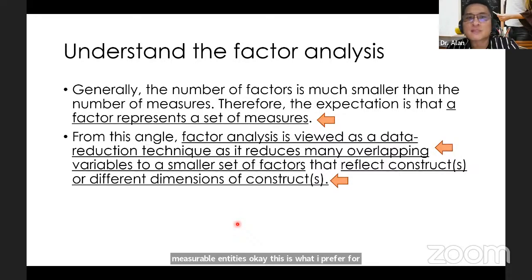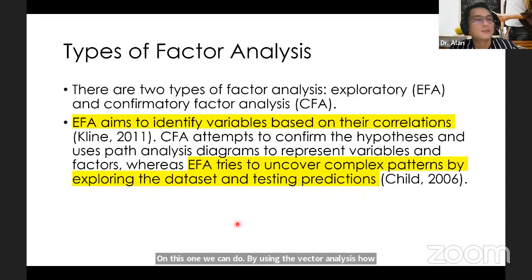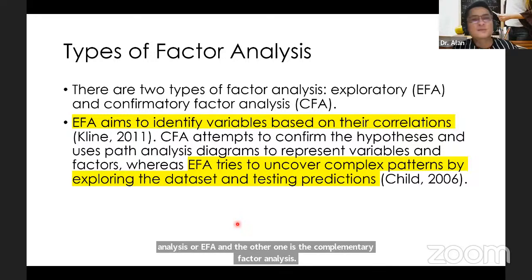And from this angle, factor analysis is viewed as a data reduction technique, as it reduces many overlapping variables to a smaller set of factors. When I talk about reducing many overlapping variables to a smaller set of factors, we can do this by using factor analysis. How? Later I will show you, that reflects the different dimensions of the constructs. Now, there are two different types of factor analysis. As you can see here, one is exploratory factor analysis, or EFA, and the other one is confirmatory factor analysis, or CFA.